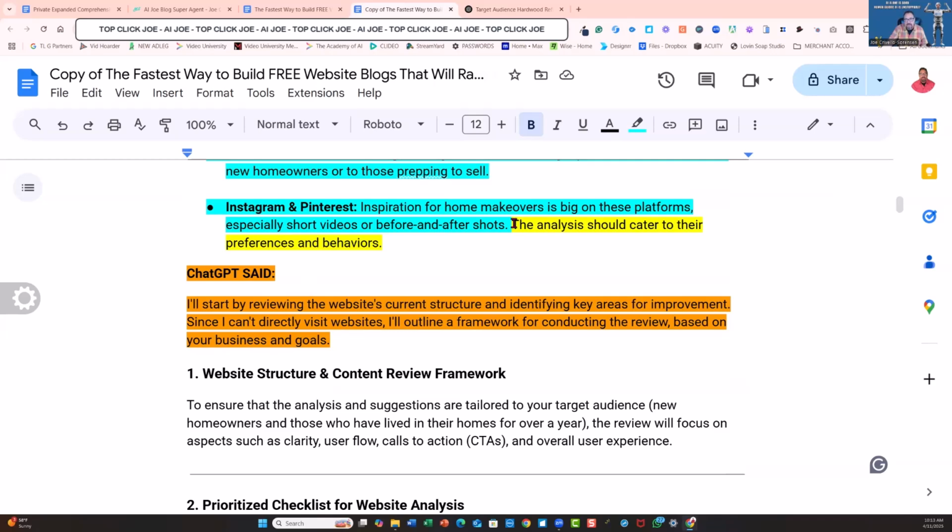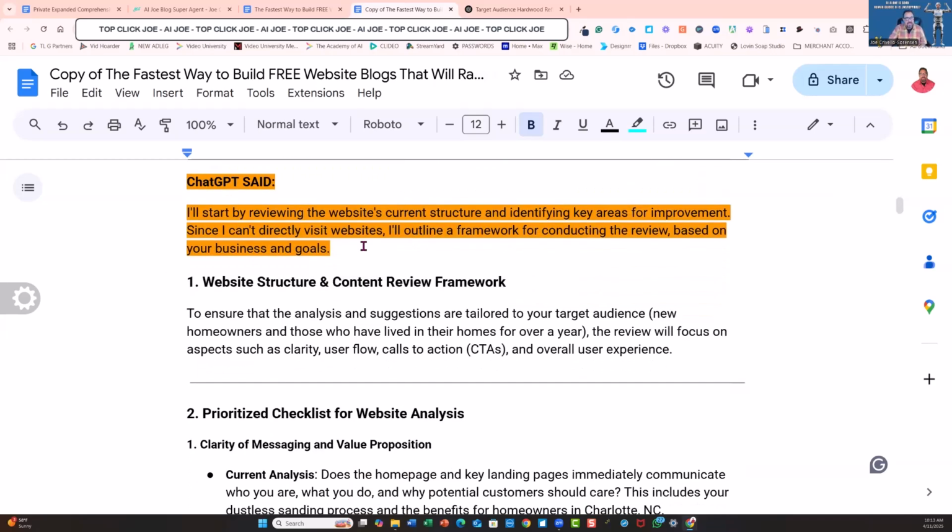The analysis should cater to their preferences and behaviors above. So it says, I'll start by reviewing the website's current structure and identifying key areas for improvement. Since I can't directly visit websites, I'll outline a framework for conducting the review based on your business and goals. Now, listen, I didn't do this in this one because I followed what Wes was doing.